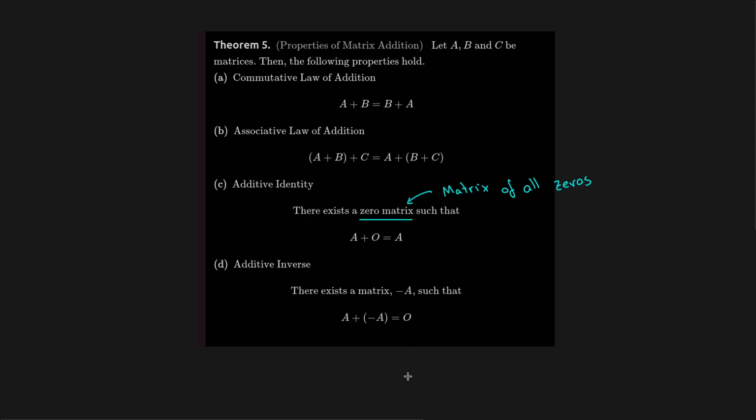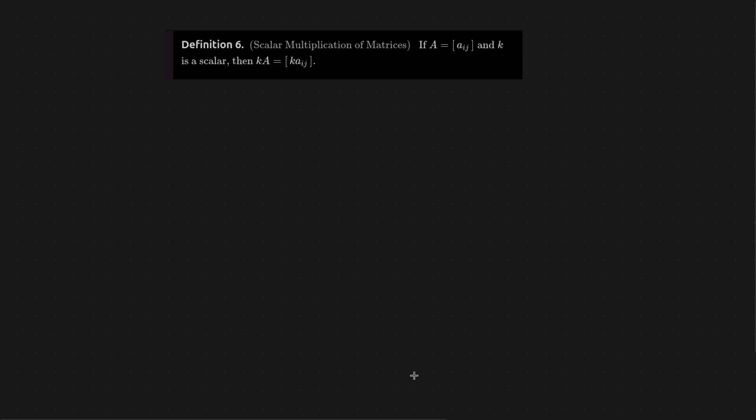Now I'm not going to go through and prove these. They follow very similarly to the similar laws for vector addition, and they follow because we have these properties when we add numbers together. Another operation that we're familiar with from our time with vectors is scalar multiplication. We can scalar multiply matrices just like we do with vectors.